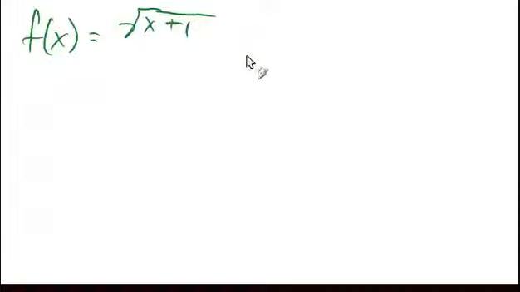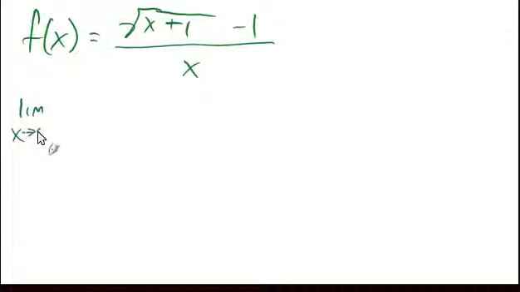and that's the rationalizing technique or method or whatever. So let's say we have a function, the square root of x plus 1 minus 1 over x. And we want to see what happens, what's the limit as x approaches 0 of this function, of the square root of x plus 1 minus 1 over x.